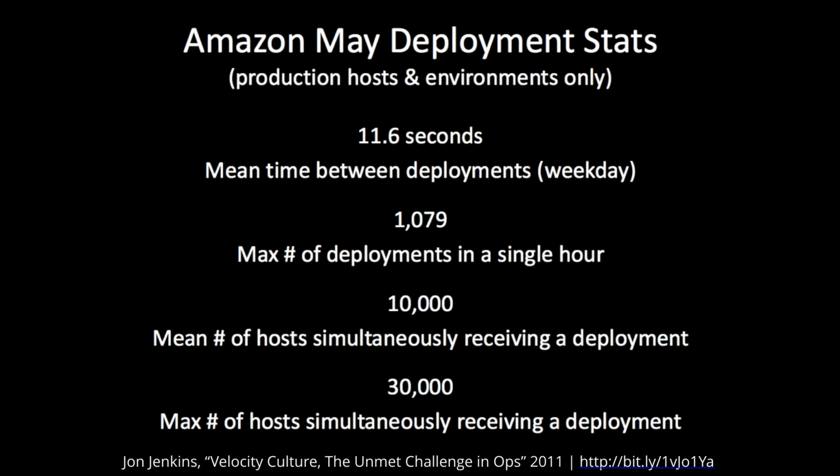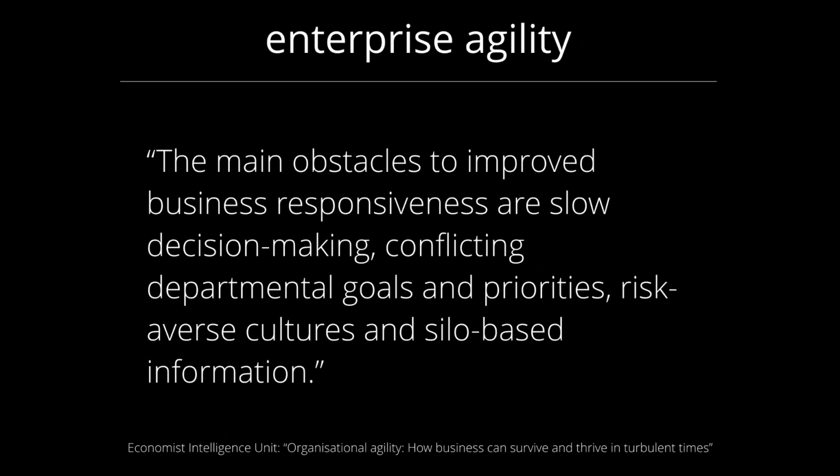How can we move not perhaps to Amazon, because that might not be right for everyone, but how can we get better? There's a nice quote from The Economist talking about organizational agility, and what they say is the main obstacles to improve business responsiveness are slow decision-making, conflicting departmental goals and priorities, risk-averse cultures, and silo-based information. I'm sure, if you're perhaps not familiar with this, maybe you have a friend at a large organization who's experienced these kinds of problems. This should be pretty familiar. So if we're going to get better, what should we do?